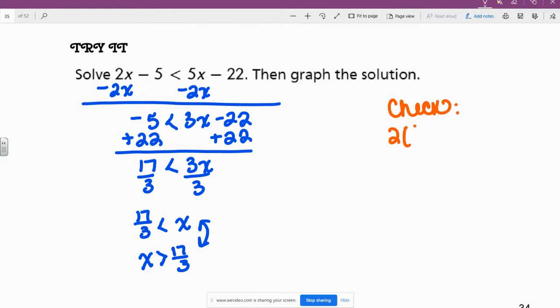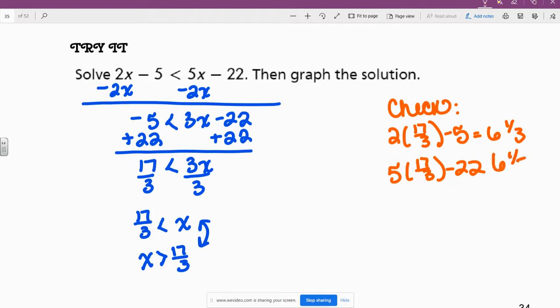So 2 times 17/3, I'm going to do the left side here first, minus 5, and the right side would be 5 times 17/3 minus 22. Grab your calculators, make sure that works. So 2 times 17/3 minus 5, I get 6 1/3, and then 5 times 17/3 minus 22, I get 6 1/3. So again, that check is just to make sure that value is correct before I make my number line.